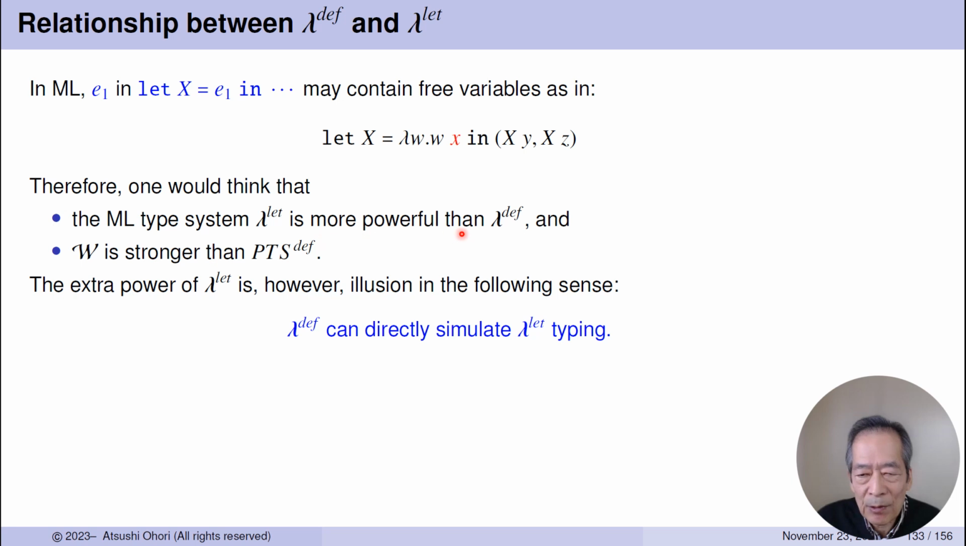is more powerful than lambda-def, and that algorithm W, which is complete with respect to this Damas-Milner system, is stronger than PTS def. So this is a natural observation. However, the extra power of the Damas-Milner system is in some sense an illusion, in the sense that lambda-def can directly simulate this Damas-Milner typing.